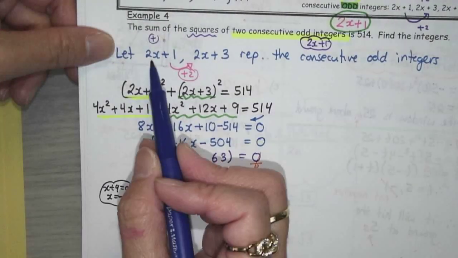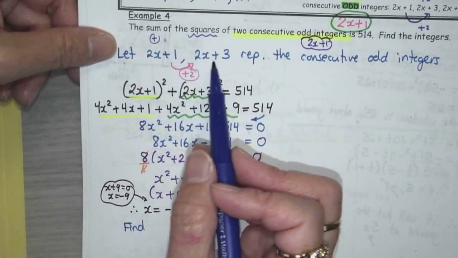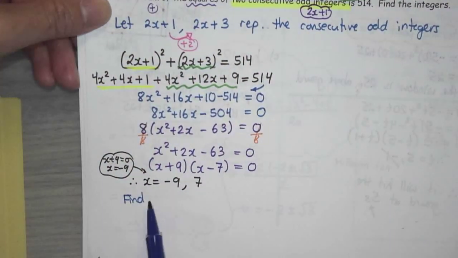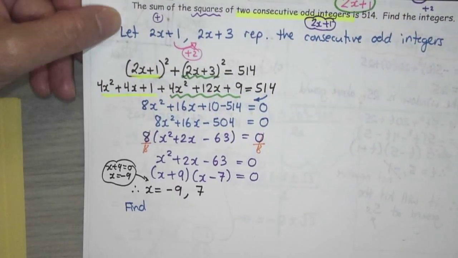Neither. It's 2x plus 1 and 2x plus 3. I have to find both of those numbers. These are not the numbers at all. These are my x's for the numbers. So we're not there yet.